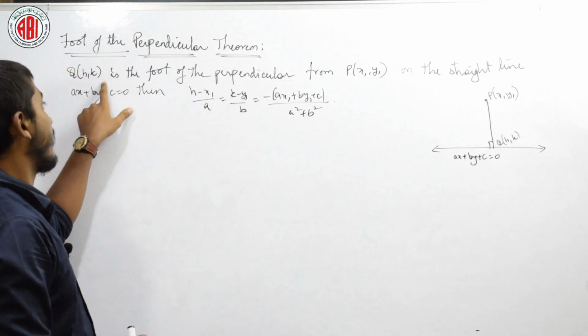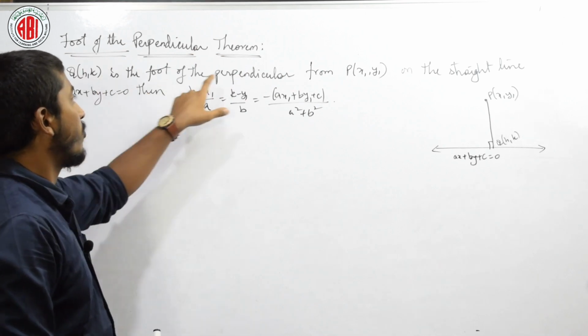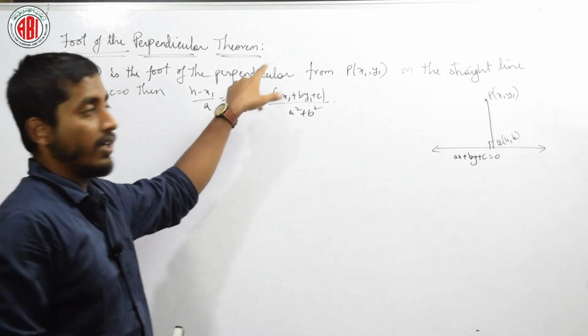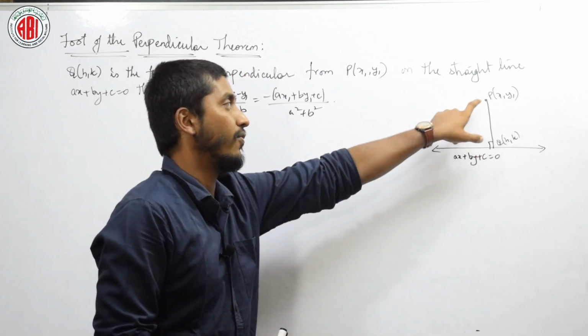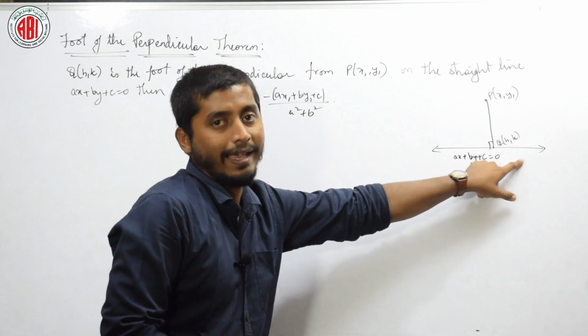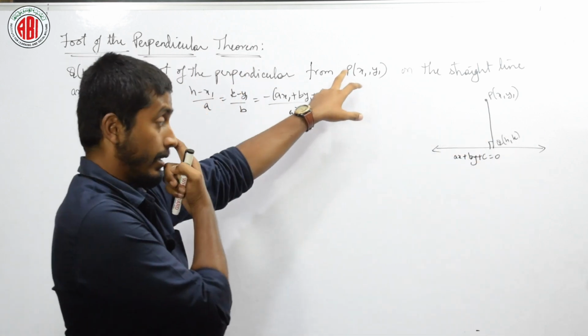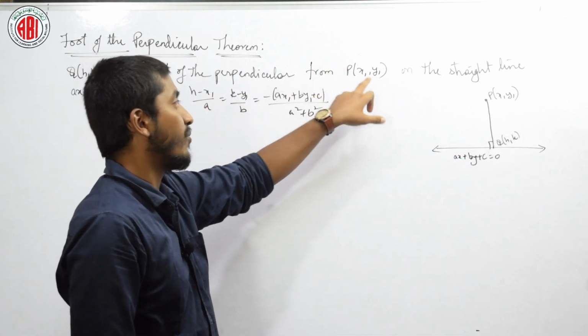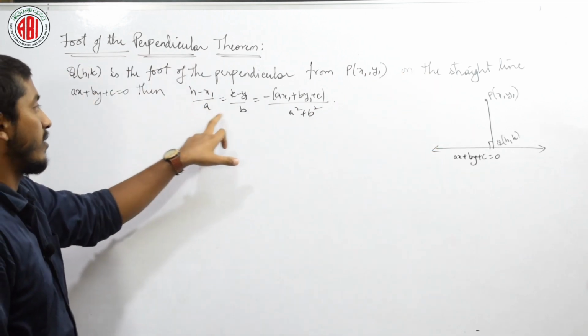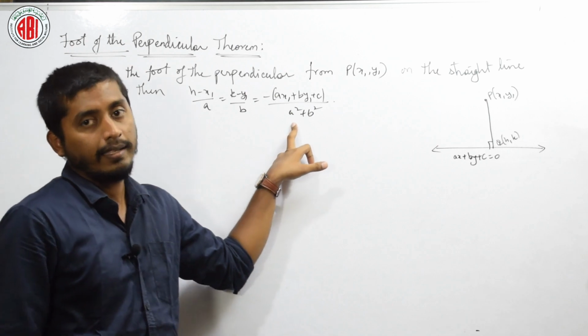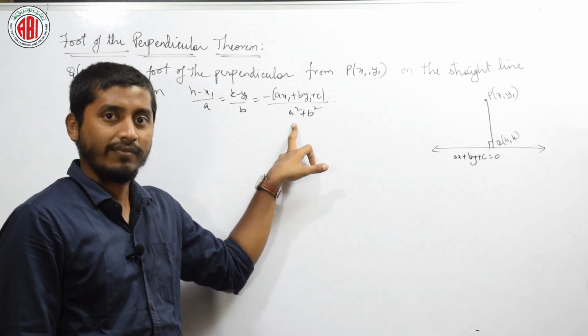Given that Q(h, k) is the foot of the perpendicular, if this is the perpendicular line, then this is the foot of the perpendicular from this point P on this line. Then we are asked to prove this is equal to this and this is equal to this. Okay, shall we solve? Let us see that.